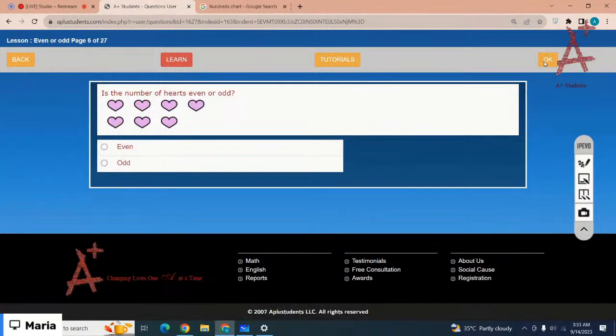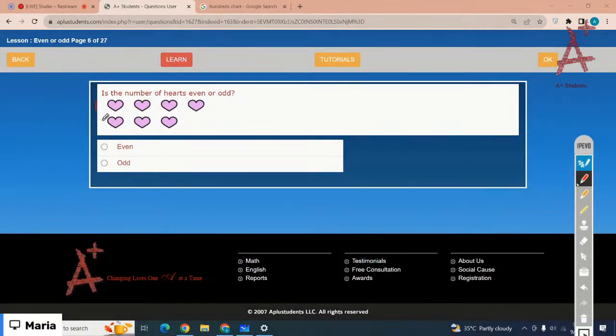Is the number of hearts even or odd? Which is the correct option? Just make a pair of the hearts, right? Like this, like this, like this. You are still left with one, right? That means you cannot divide 7 into equal groups. You're left with one heart.